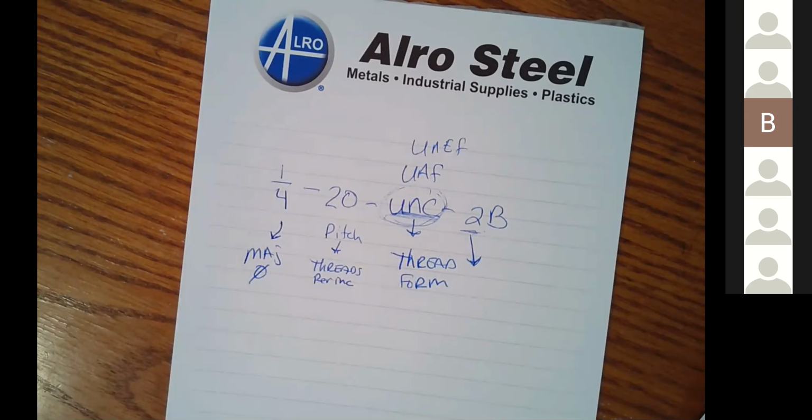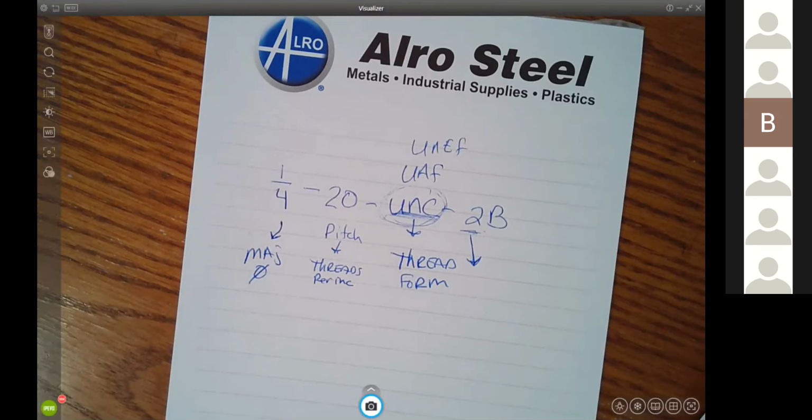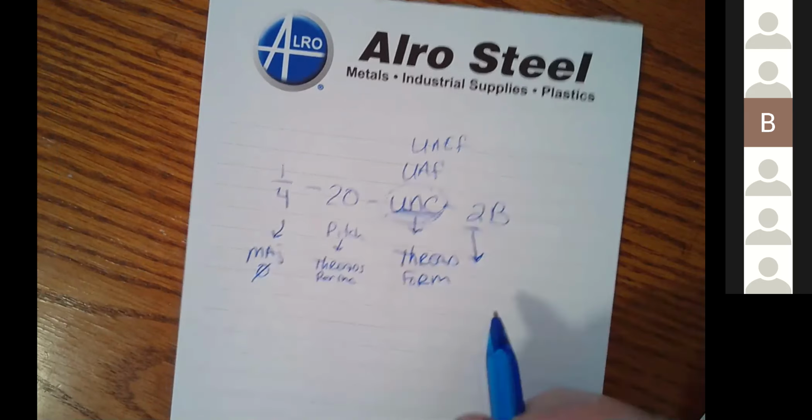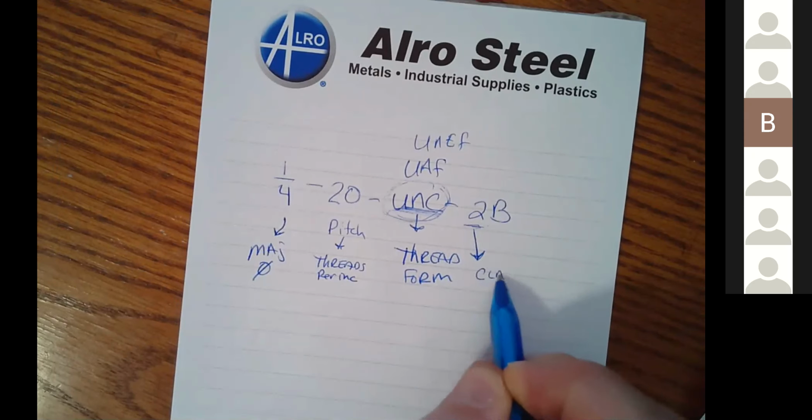What is the 2? Don't everybody jump at once. Isn't that the class of fit? That is the class of fit. Remember, there's a class 1, class 2, class 3, showing how tight the tolerances are going to be. A class 2 is the standard type. So this is going to be the class of fit.